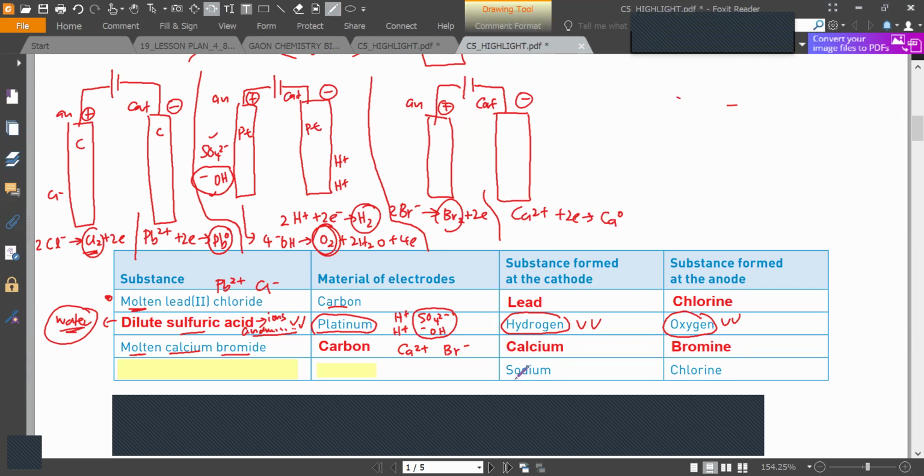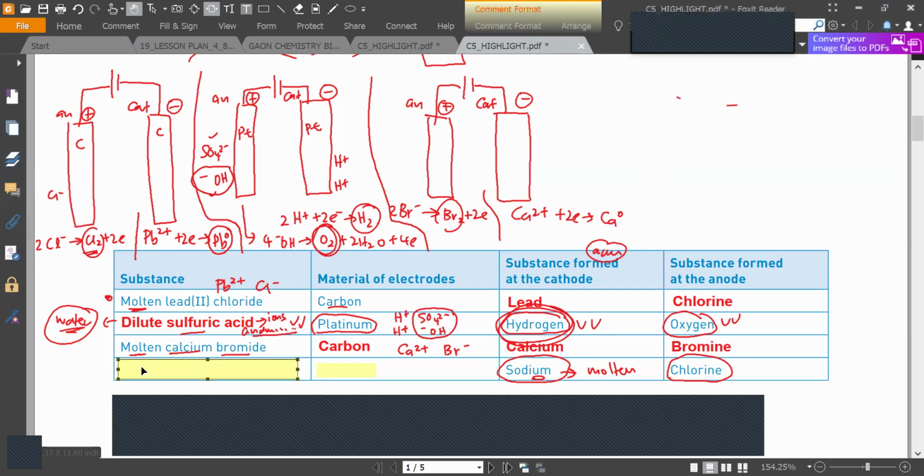Here, the fourth situation, we have sodium and chlorine. As soon as we see sodium here, we know it must be molten. It cannot be aqueous, because if aqueous, it will have hydrogen as the product. So we have molten sodium chloride, and normally this situation will use a carbon electrode, an inert electrode.